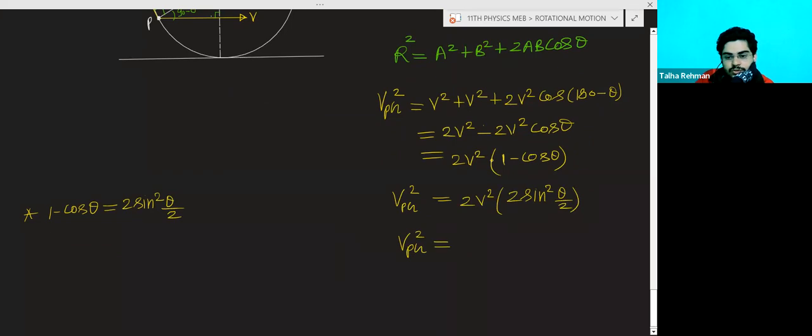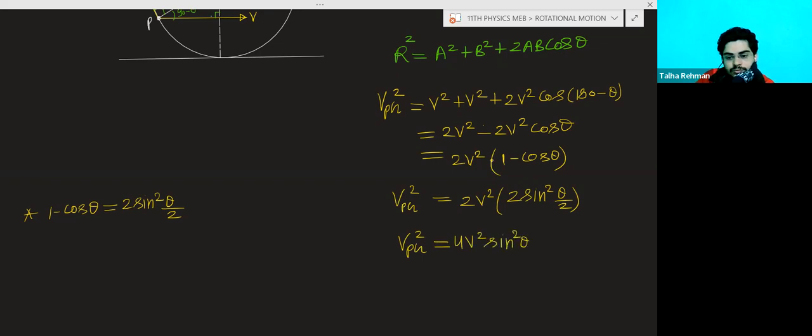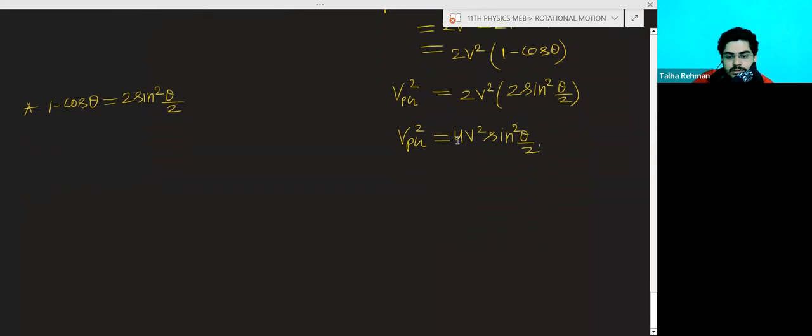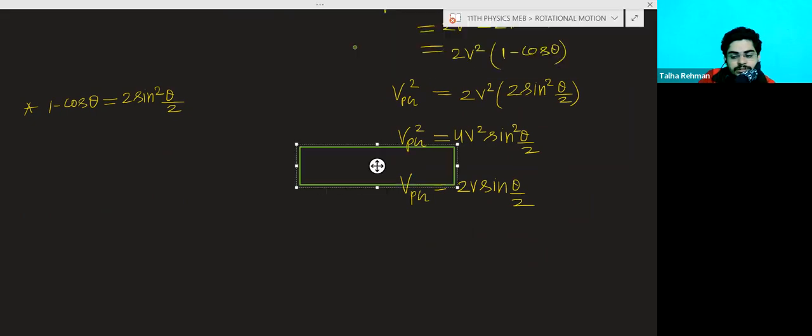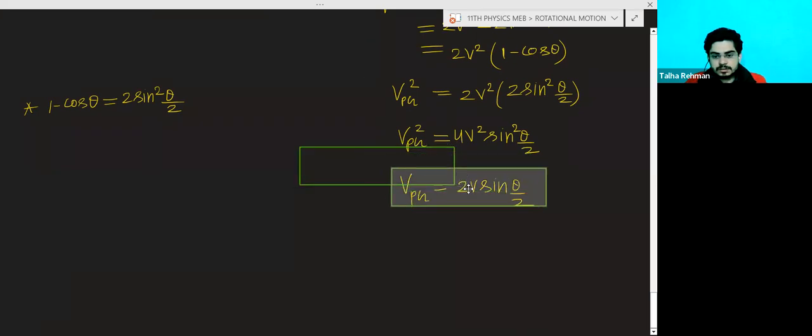This is equal to 4V square sine square theta by 2, and now take the square root on both sides. You will get the velocity of point P with respect to ground is equal to 2V sine theta by 2. So this is the final answer.